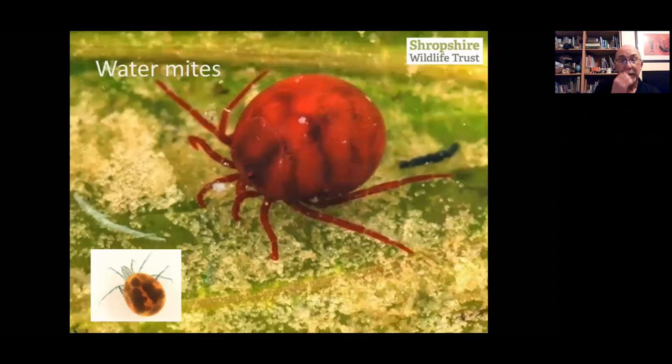Slightly smaller are the water mites. You need either a hand lens or a microscope to spot these. Quite deliberate, slow moving little creatures, parasitic on larger organisms, but a quite nice, interesting group. And again, you don't have to do a lot. They will find the pond really, really easily and all by themselves.